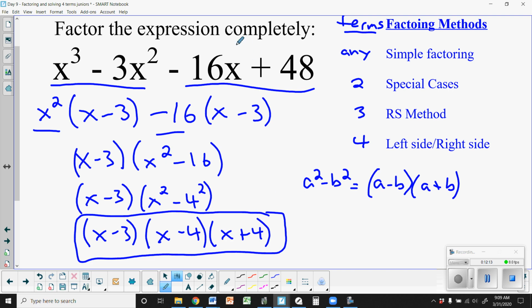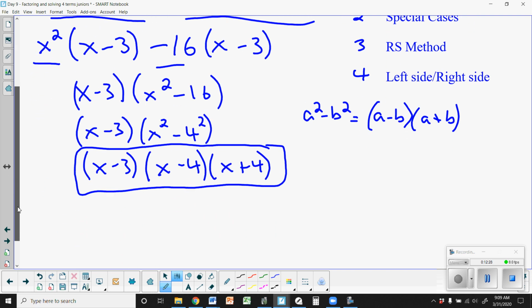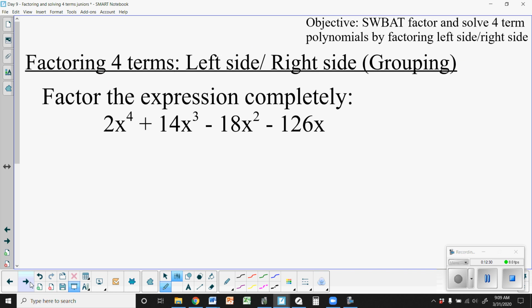The reason why the directions say completely is that someone may just factor it to here. But since this is still factorable, then it's not completely factored. So that's why we had to go all the way to this last step, because it said factor the expression completely. All right, let's look at another problem here. Oh, no more on this page. Let's go to the next one.